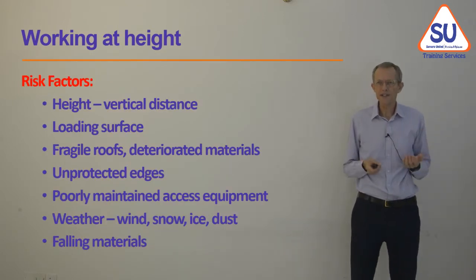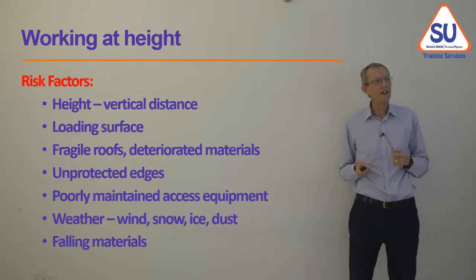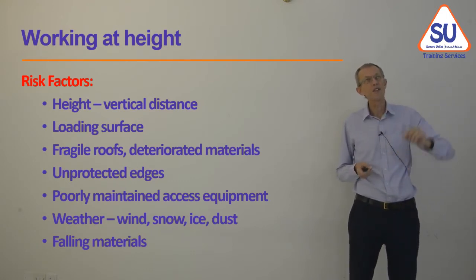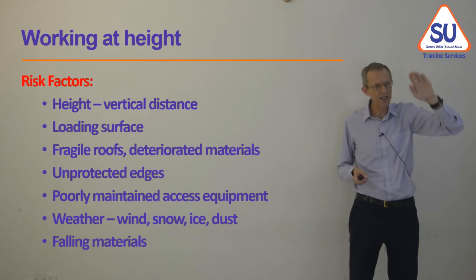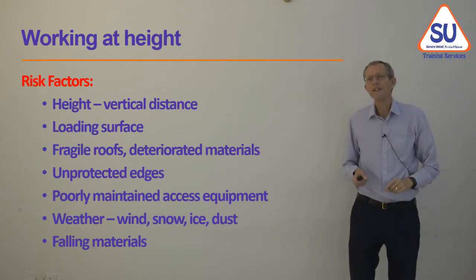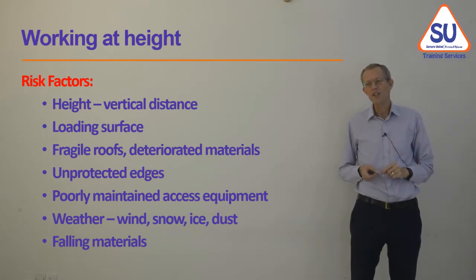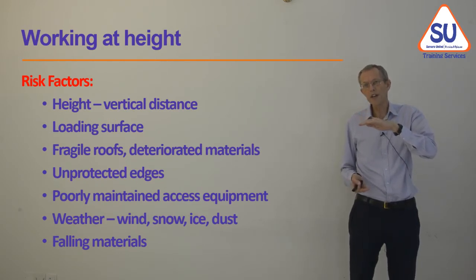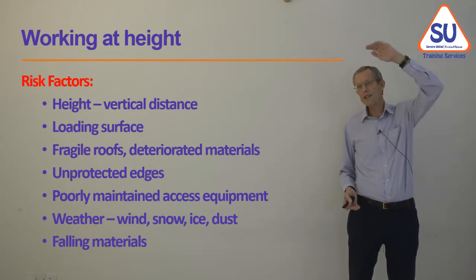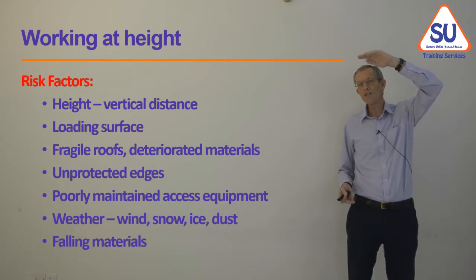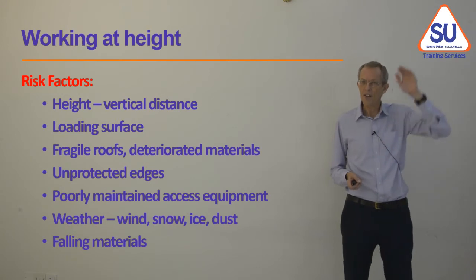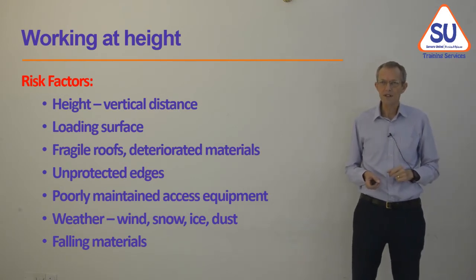So risk factors for working at height. Risk factors are things that make it worse. So if you're falling from height, the distance that you fall makes a difference. So if you fall 1 meter, you're probably going to be okay. If you fall 3 meters, you're probably going to be injured. If you fall 7 meters, you're going to hospital at least. So the height makes a difference.